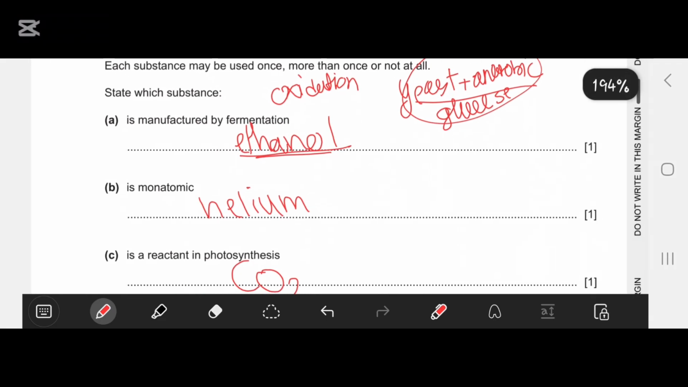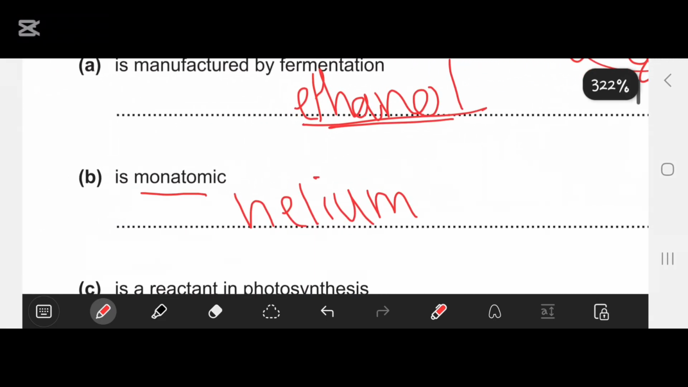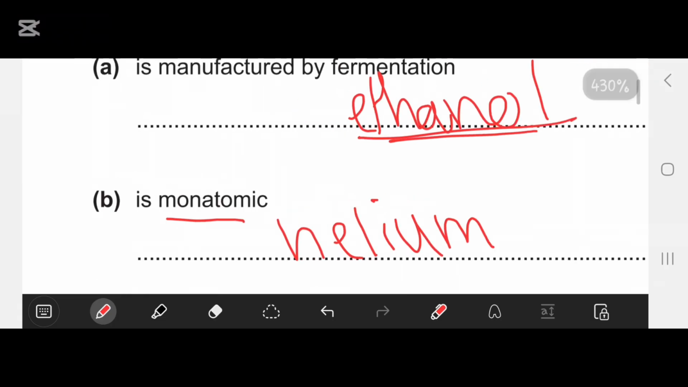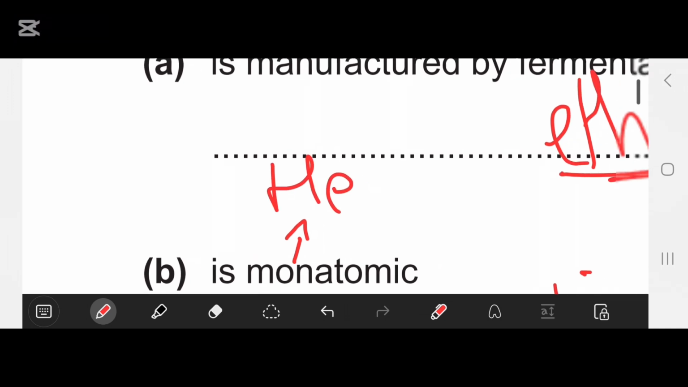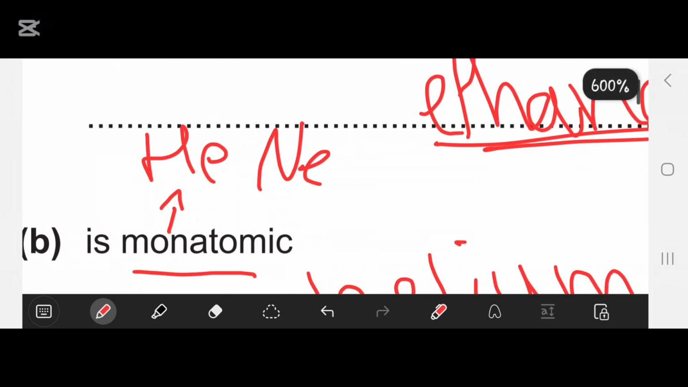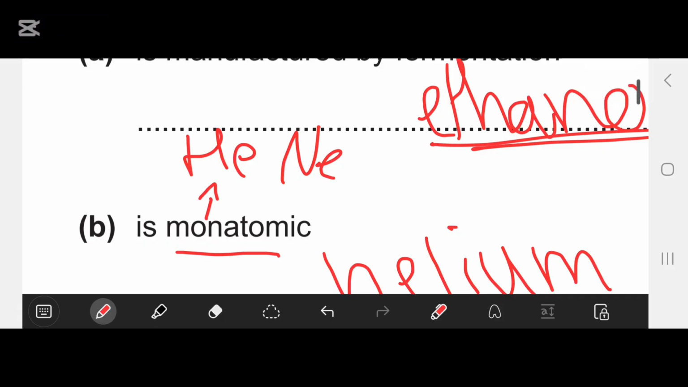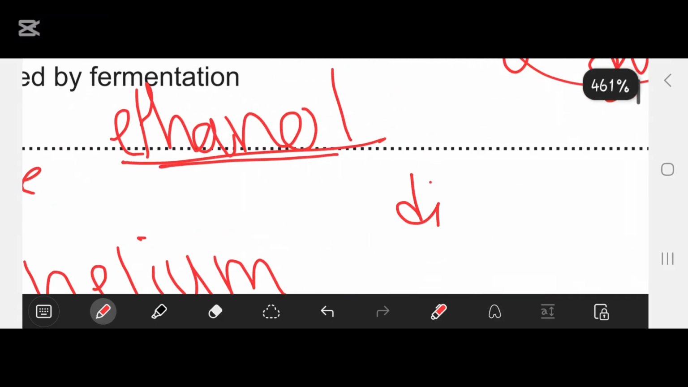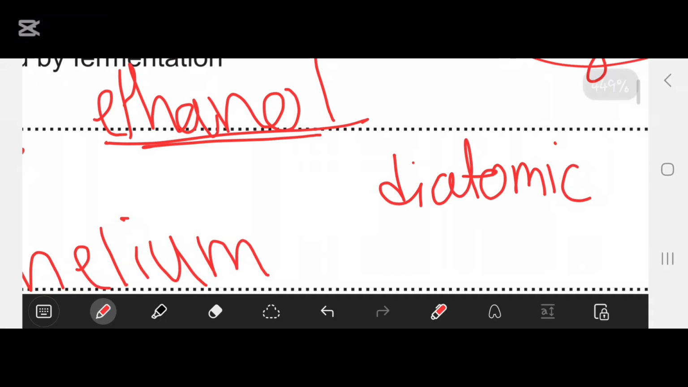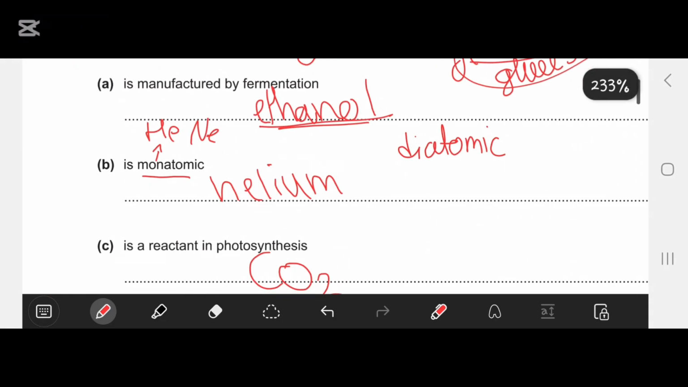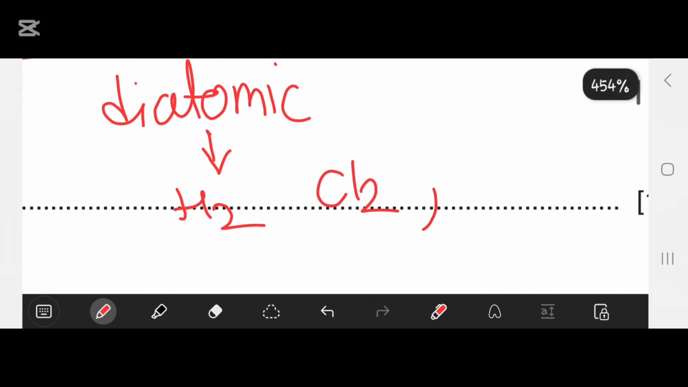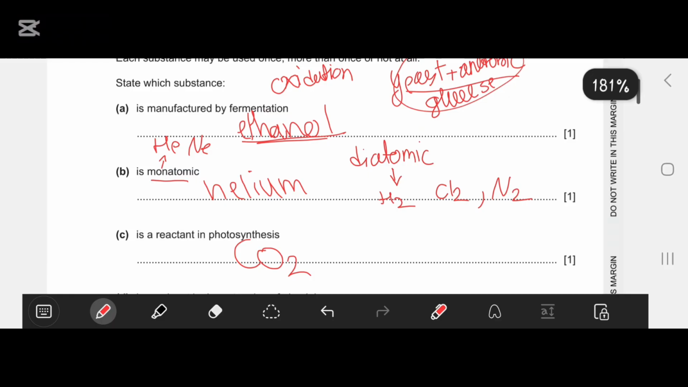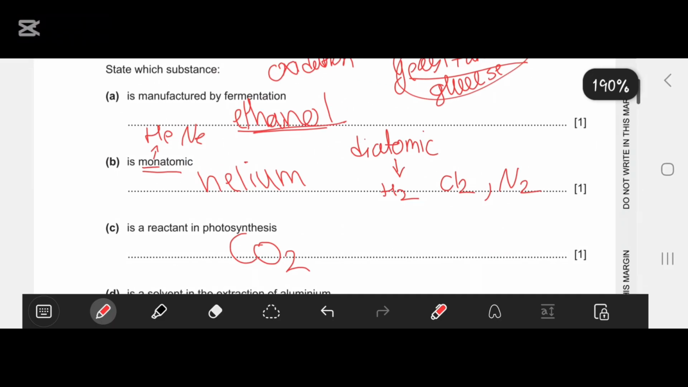Alright, let's go to the next question. Is monoatomic. What is meant by the term monatomic? Monatomic means it has one atom. For example, helium, neon, any other group 8 noble gases. What about diatomic? Diatomic means 2 atoms per molecule. For example, hydrogen, chlorine, nitrogen, etc. These are diatomic molecules and these are monatomic. Group 8 is always monatomic.